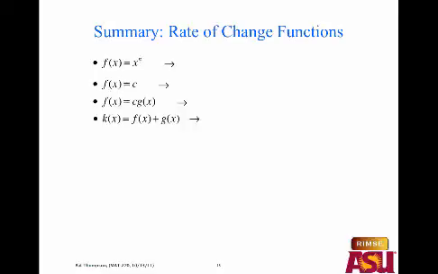Here are the 4 rules we have. If the function is of the form x to the n, the closed form rate of change function is n x to the n minus 1. If the function is a constant function, the rate of change is 0. Hector's got that one down.